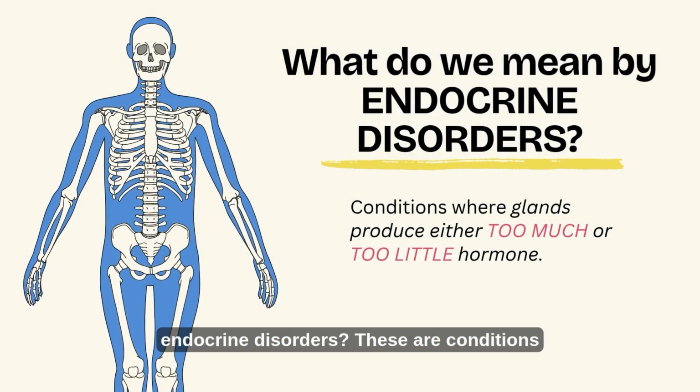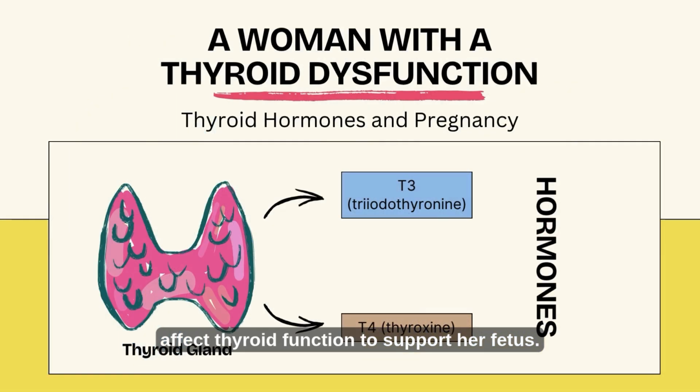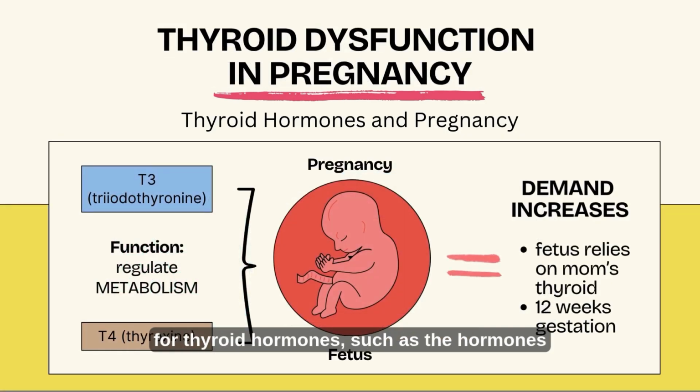First off, what do we mean by endocrine disorders? These are conditions where glands produce either too much or too little hormone. Pregnancy causes hormonal changes that affect thyroid function to support the fetus. One major player is human chorionic gonadotropin, or HCG, which stimulates the thyroid, leading to an increase in the demand for thyroid hormones, such as T3 or triiodothyronine and T4 or thyroxine. This happens because the fetus relies on mom's thyroid. This is crucial for regulating metabolism, thermoregulation, and fetal neurodevelopment, especially during the first trimester before the fetus produces its own hormones. When it goes off track, either underactive, hypothyroidism, or overactive, hyperthyroidism, it can lead to complications for both mother and fetus.